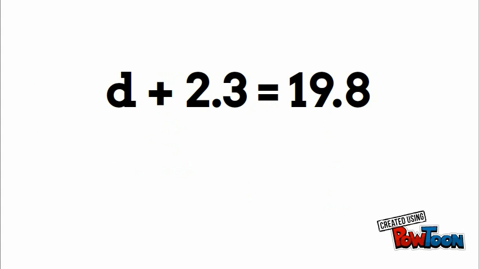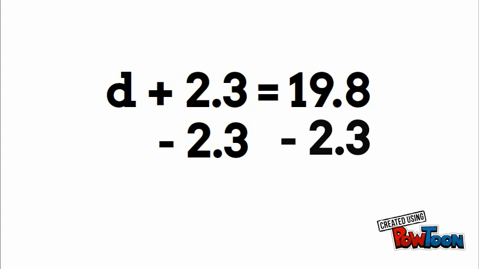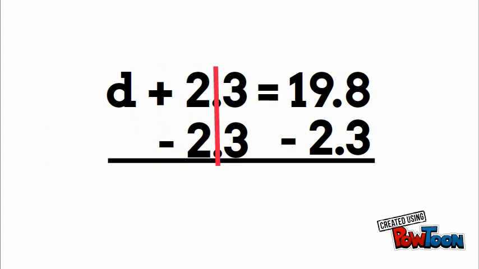Let's try one more equation algebraically. So I have d plus 2.3 equals 19.8. So plus 2.3, to get rid of that, I do the inverse, or the opposite. So I subtract 2.3, but I have to do that to both sides to keep my equation equal. And I can simplify vertically to find our answer.